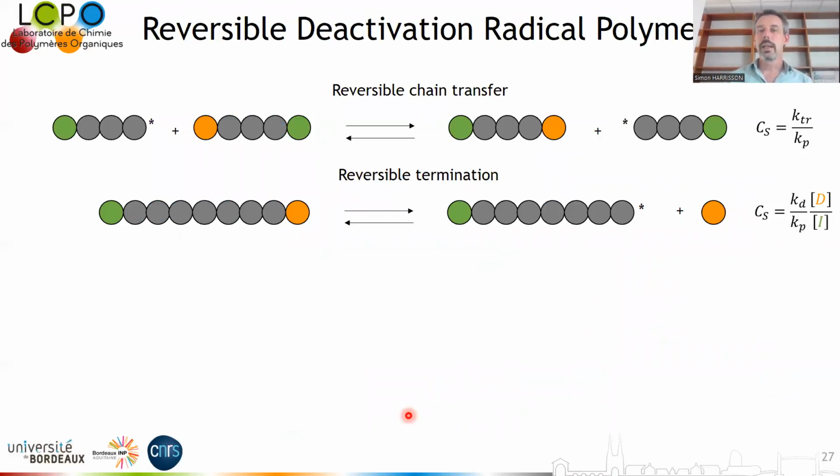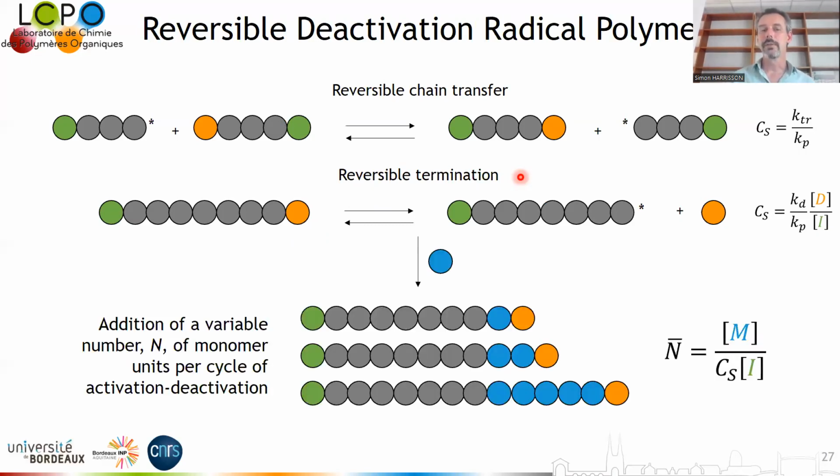Now, looking at the case of reversible deactivation radical polymerization, such as RAFT polymerization or ATRP or nitroxide-mediated polymerization, now we have a system where you have a series of activation and deactivation cycles with active chains in equilibrium with dormant chains, whether that's happening through a reversible chain transfer, as in the case of a RAFT polymerization, or through a reversible termination in the case of ATRP or nitroxide-mediated polymerization. And during each of these activation-deactivation cycles, there'll be an addition of a variable number of monomer units.